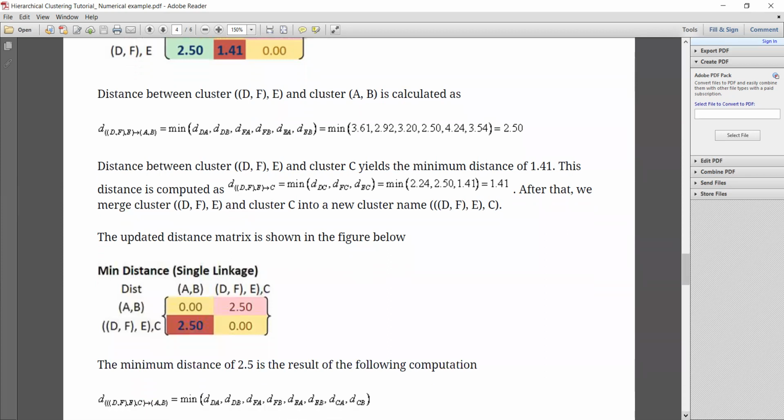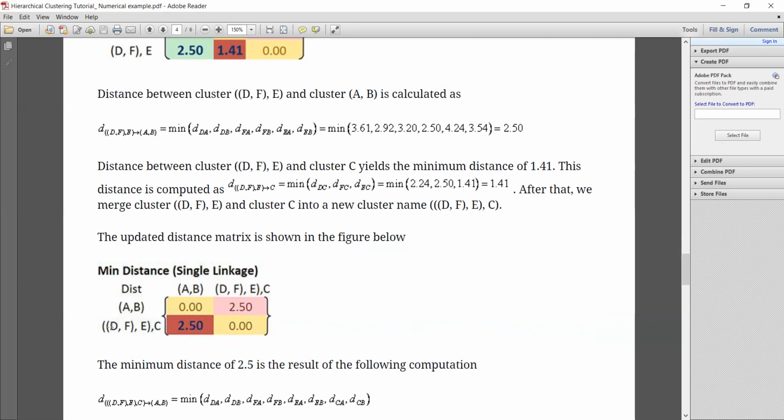So after merging this DFE with this C, we are getting this new updated distance matrix. So instead of three clusters, we have only two clusters in my result. The first cluster has the AB objects, and the second cluster has the 4 objects, that is D, F, E, and C. Right? So now you need to calculate the distance.